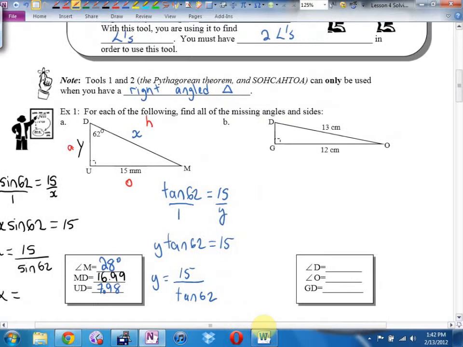So the first kind of question that you're going to get in the homework, Tanner, is one angle and one side. Saw. Second kind of question you're going to get is two sides. Okay.